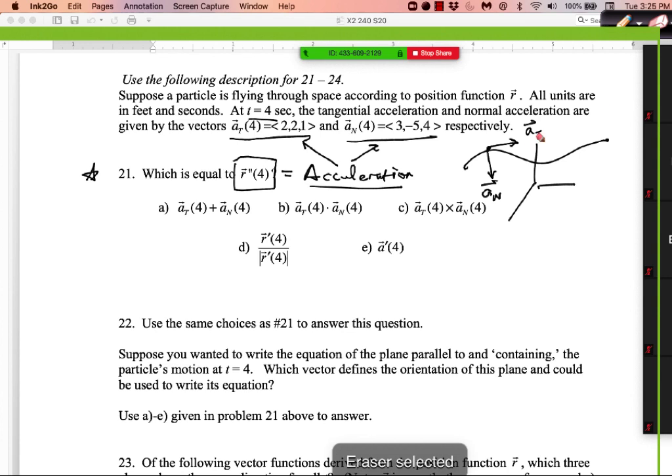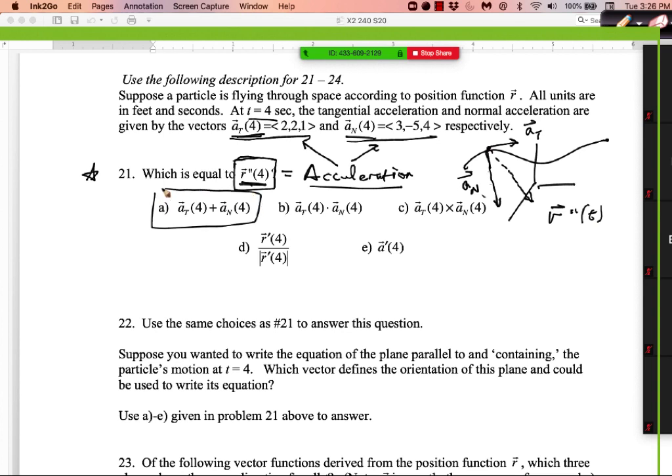Cross product? Nope. Wouldn't it be the dot product? Hold on, I keep forgetting what the equation is. These are the two components of acceleration, and the second derivative is the whole acceleration. So what do we do with components to get the whole vector? You would add them. Yeah, you just add them, right? That was a big theme that we talked about.